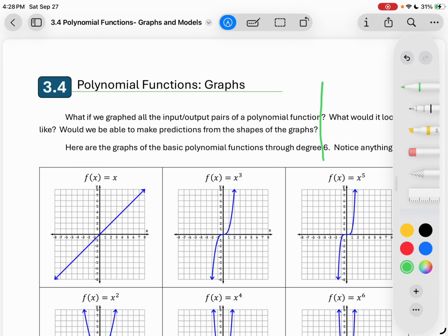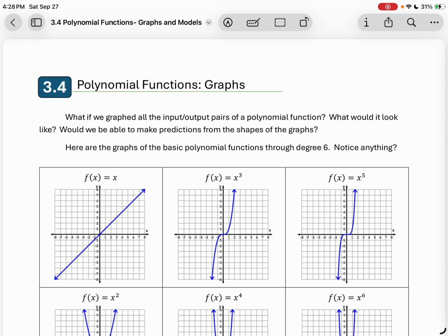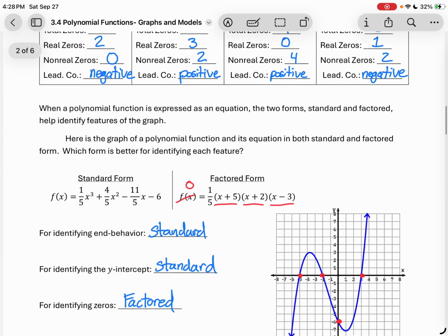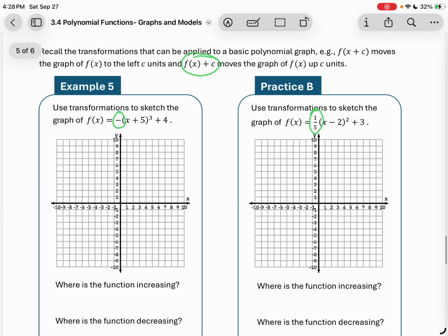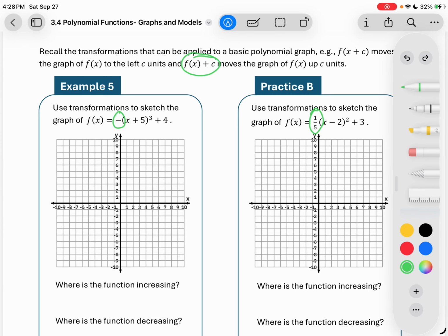Oops, sorry, it jumped back up to the top. Let's get back there. So we were talking about vertical stretch on the outside. So let's go ahead and take a look at example 5. It says use transformations to sketch the graph of that function right there.